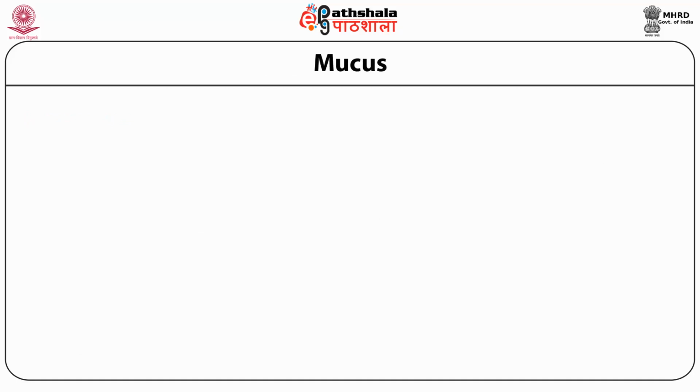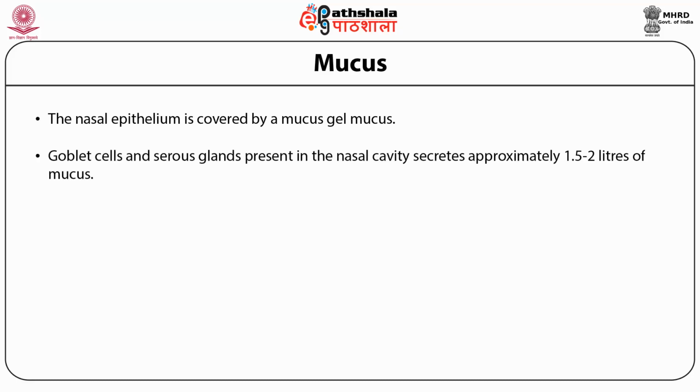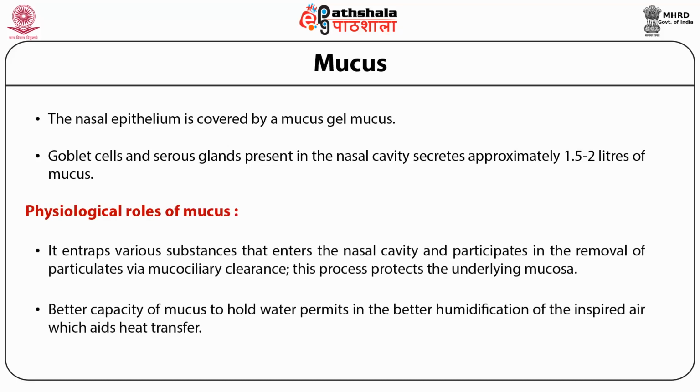Let us now discuss in detail the composition of mucus, its role, and other aspects. It is well understood that the nasal epithelium is covered by a mucus gel. The goblet cells and the serous cell glands present in the nasal cavity secrete approximately 1.5 to 2 liters of mucus. The mucus plays a number of important physiological roles. Number 1, it entraps various substances that enter the nasal cavity and participates in the removal of particulates via mucociliary clearance. This process protects the underlying mucosa.